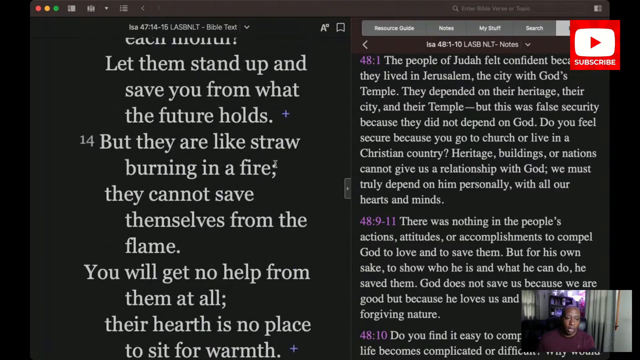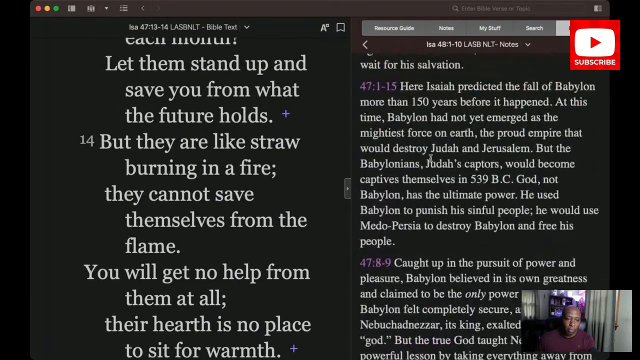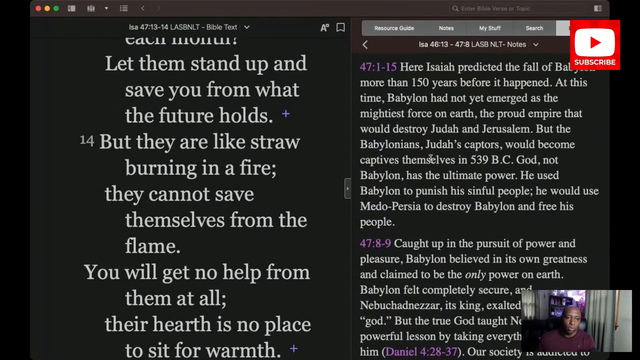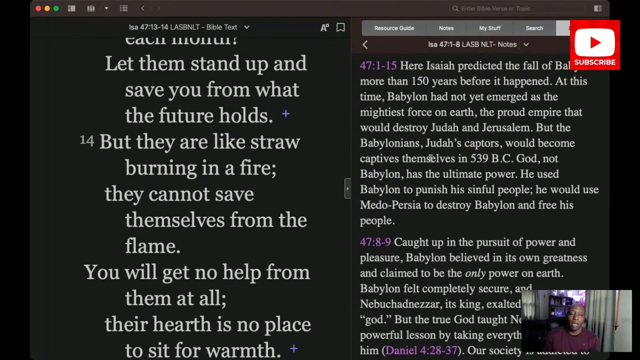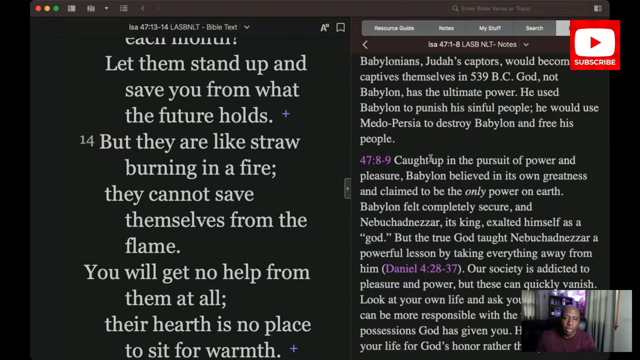Amen, amen, amen. That was good. Let's look at the Life Application Study Bible and let us see what it tells us here. Guys, here it predicted the fall of Babylon more than 150 years before it happened. At this time, Babylon had not yet emerged as the mightiest force on earth, the proud empire that would destroy Judea and Jerusalem. But the Babylonians, Judea's captors, would become captives themselves in 539 BC.